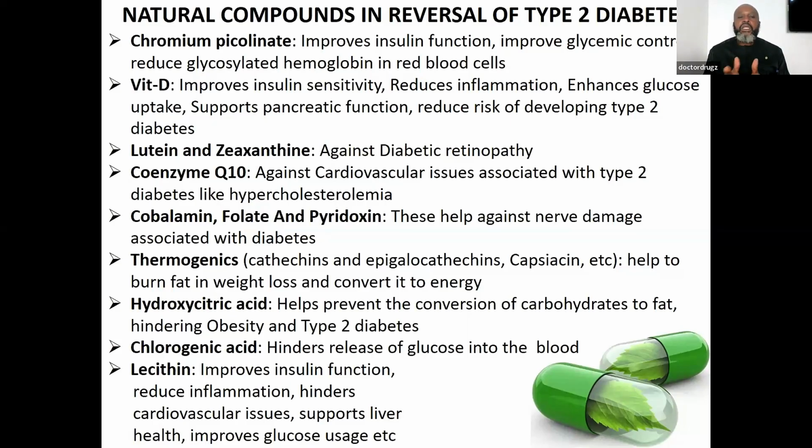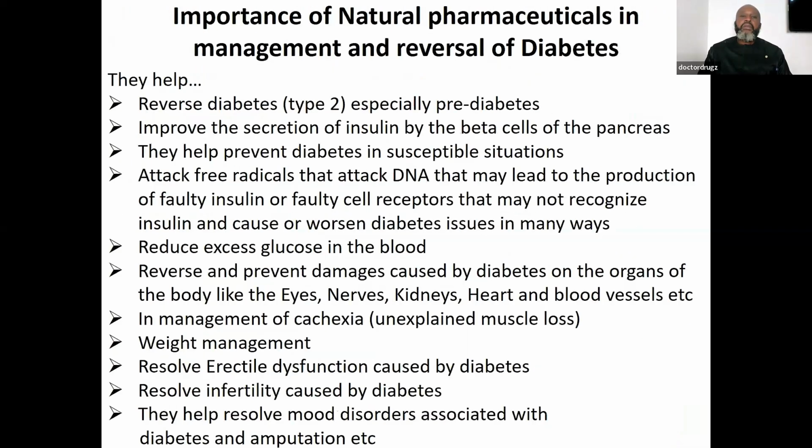Then we have chlorogenic acid, and the lecithin that improves insulin function. Garlic and thyme also contain this lecithin amount. And I think cardio or something, find out shortly. And these also help to hinder cardiovascular issues, support liver health, and improve glucose usage, and so on and so forth. So let's embrace this, but they don't have side effects.